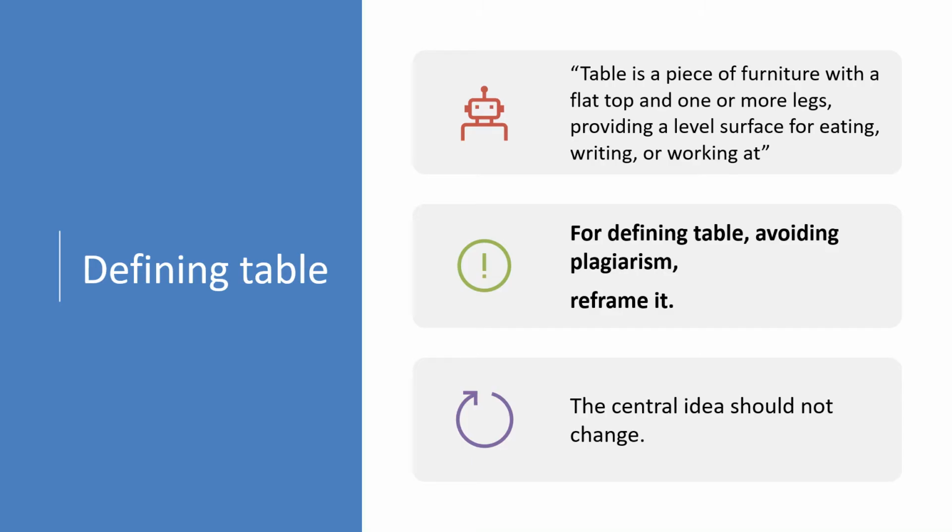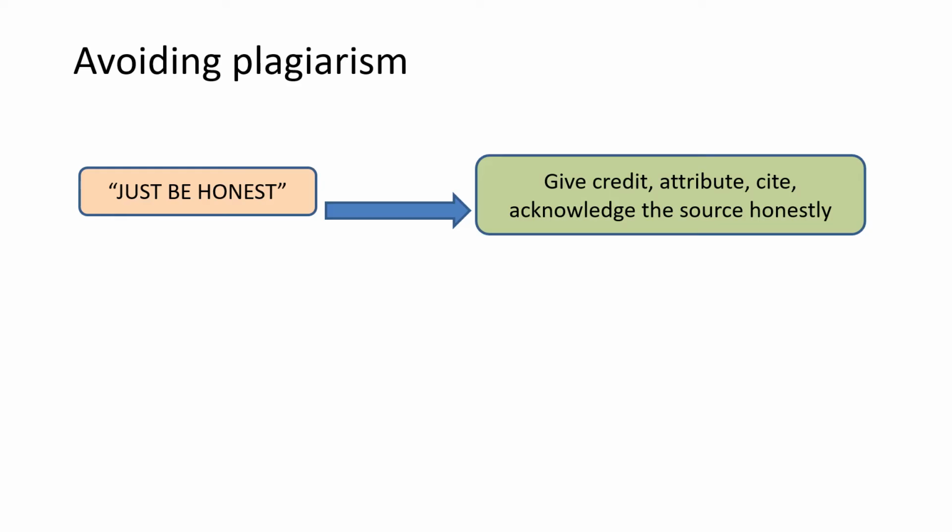The thing to keep in mind is that you should keep the same central idea with little modification as per the requirements. Plagiarism can be avoided simply by giving due credit to the original source. So the single key is just be honest. You have to be honest while writing any research paper, review paper, or any other type of academic writing. You have to give due credit to the source. You have to attribute, cite, and acknowledge the source honestly.